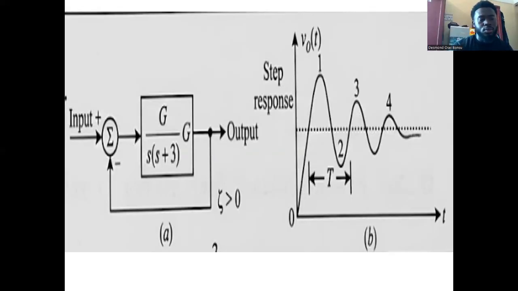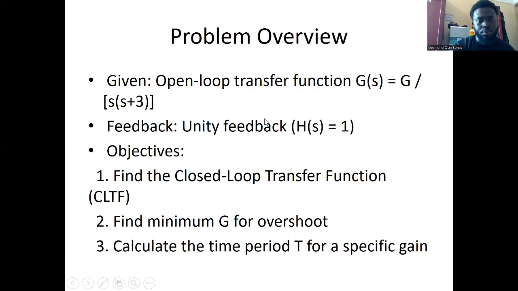Hello everyone. Today we are diving into a classical control system problem. We are looking at a second order feedback system. Our goal is to see how changing the system gain directly affects how the system behaves, especially whether it smoothly reaches its goal or rings like a bell before settling down.